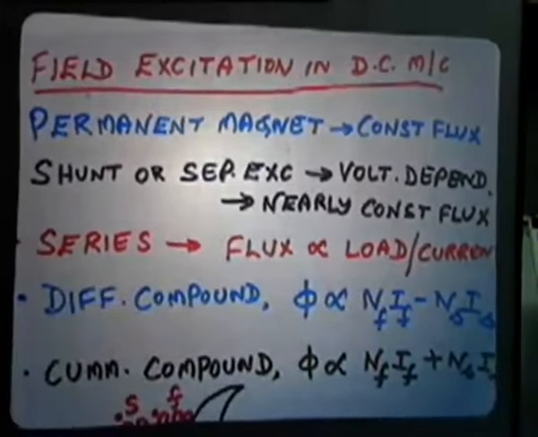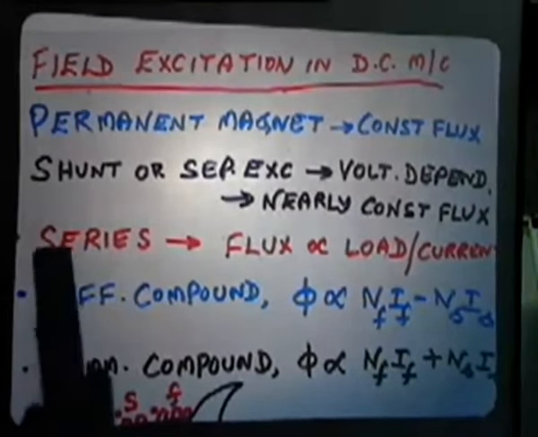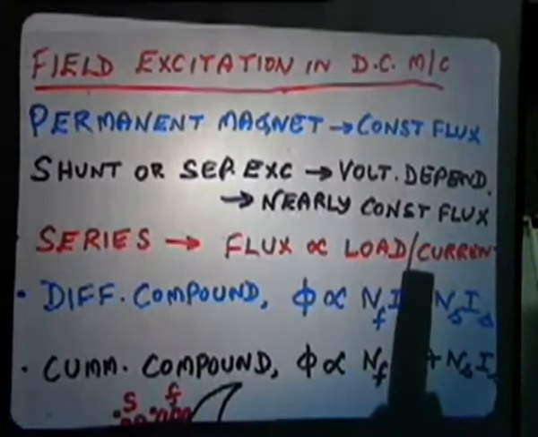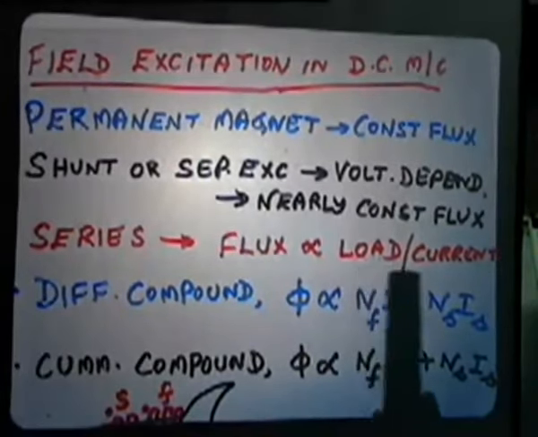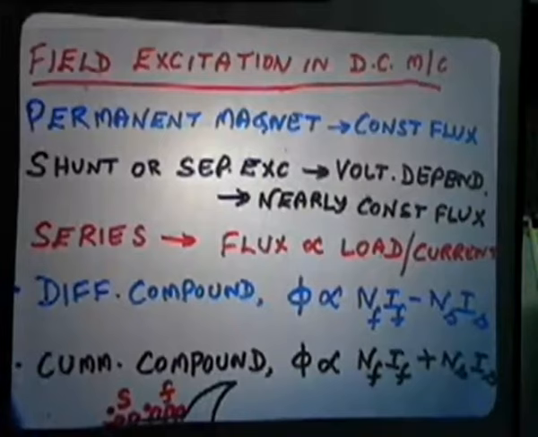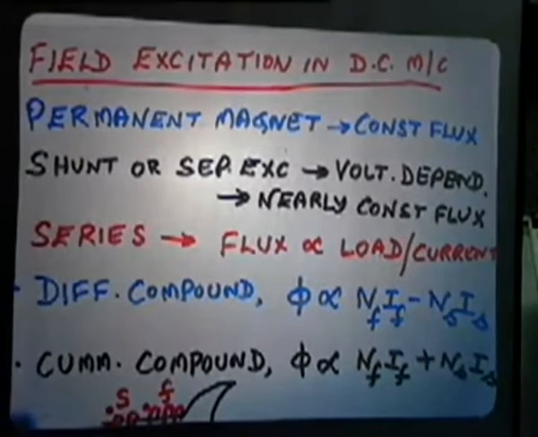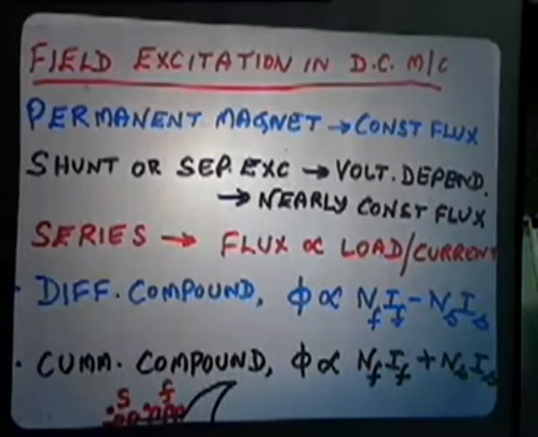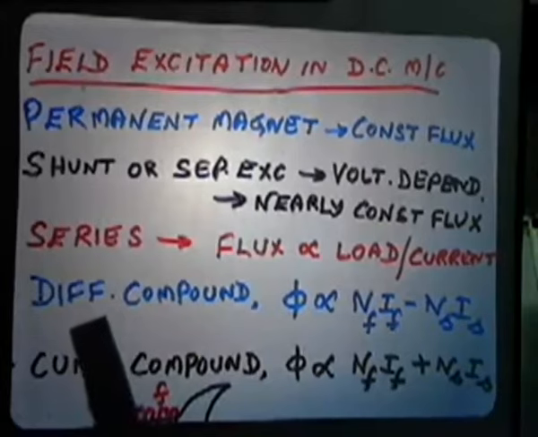Then next we come to the series excitation. In the series excitation, the flux is proportional to the current in the armature, that is, it is proportional to load, it is proportional to the armature current. Next we can have a compound excitation, where both the series and shunt windings would be there. In that case, there are two types of compound excitation we have seen.